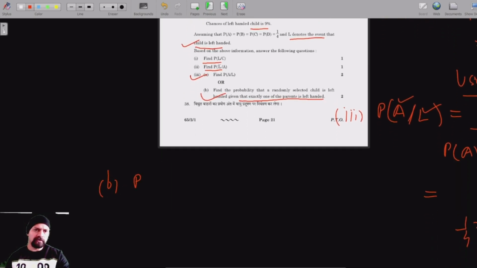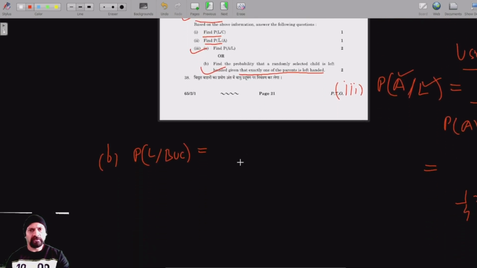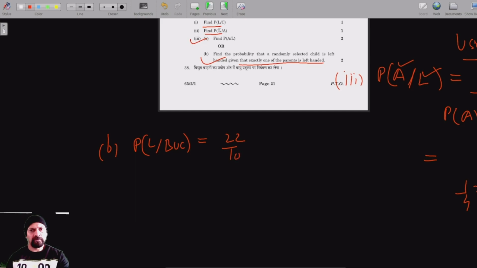So for B, the randomly selected child is left-handed when exactly one of them is left-handed, meaning either from B or from C. So the probability of these is 22% and 17%. So this is 22 upon 100 plus 17 upon 100, which gives us 39 by 100.